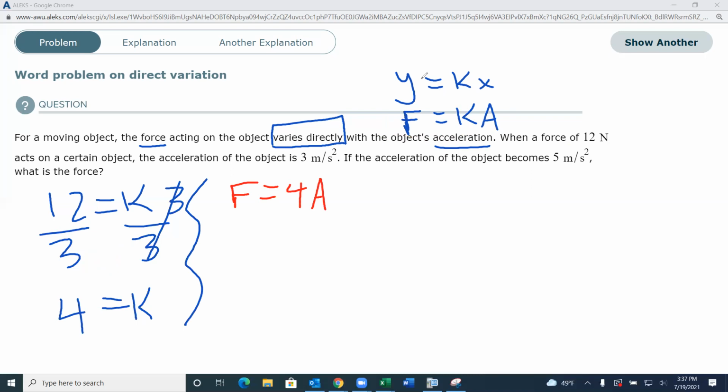So now let's actually get to the last sentence. If the acceleration of the object is 5 meters per second squared, okay, so that 5 is acceleration. So if acceleration is 5, what is the force?